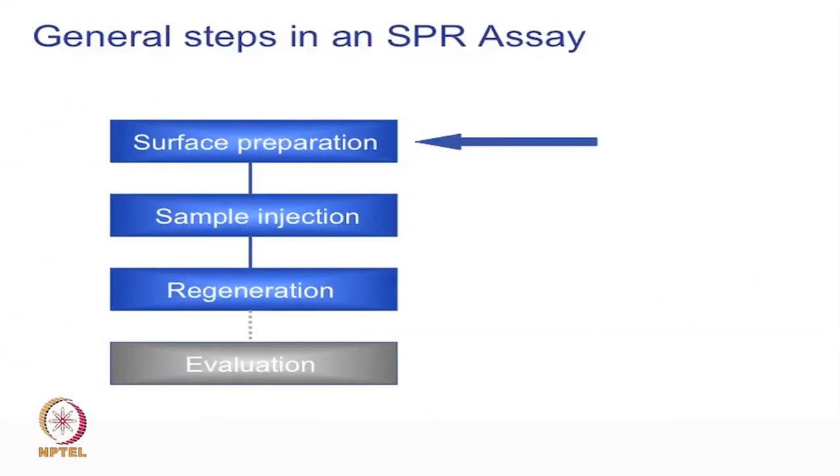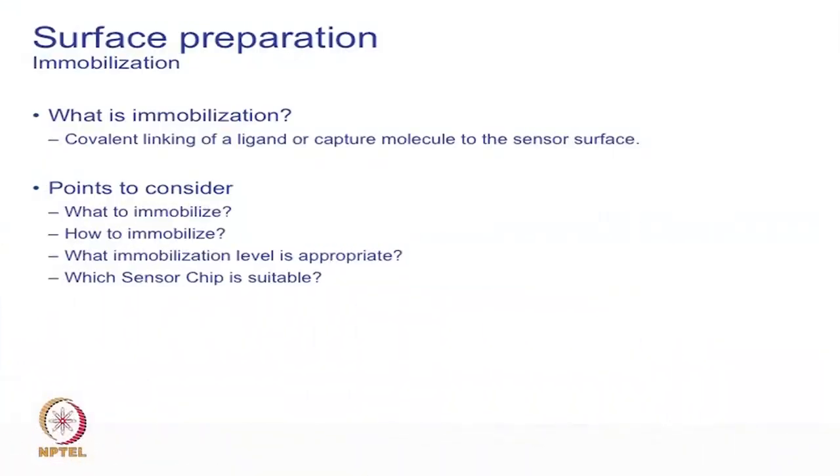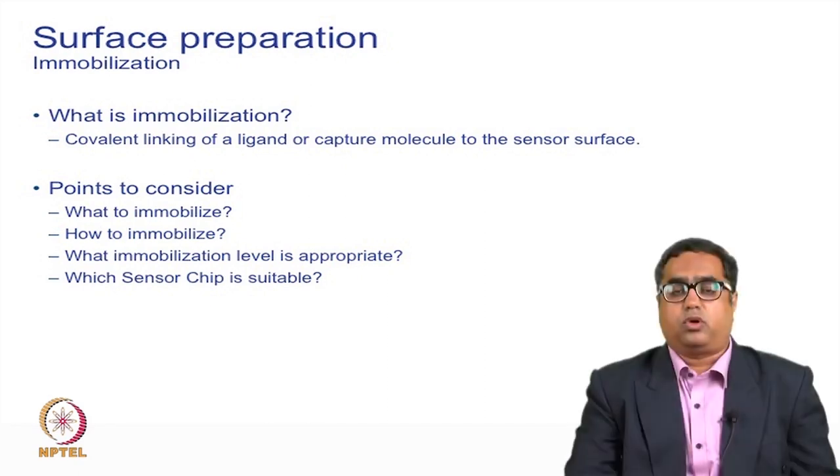The various steps that are involved in a Biacore assay are surface preparation, sample injection, regeneration and evaluation. So, we will start with the surface preparation. Surface preparation is nothing but immobilization, and the immobilization generally is done in two ways. One is a covalent linking and the other is a capture method. So, when we actually try to go for an immobilization, the very important points that we need to consider are what to immobilize, how to immobilize, what is the appropriate level and what is the right sensor chip that is required.